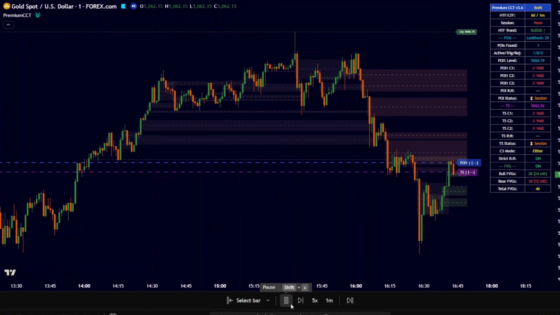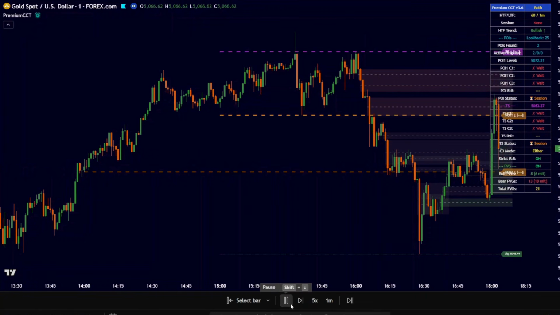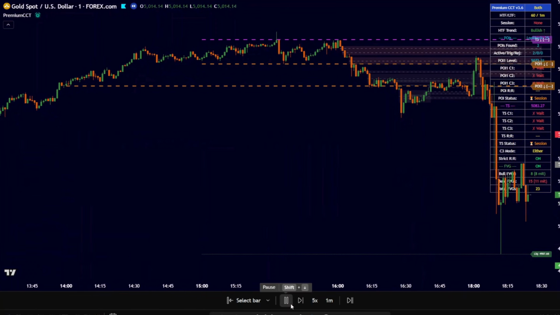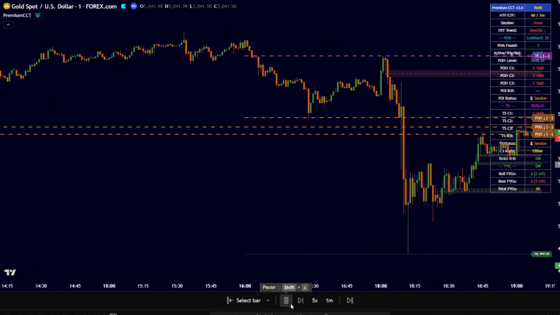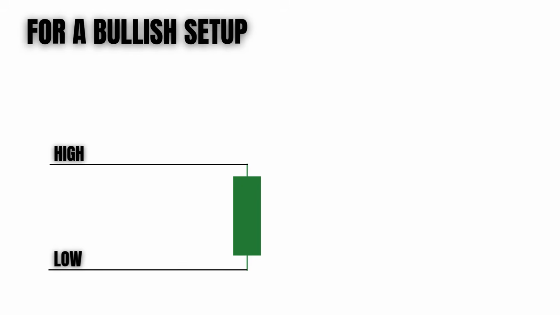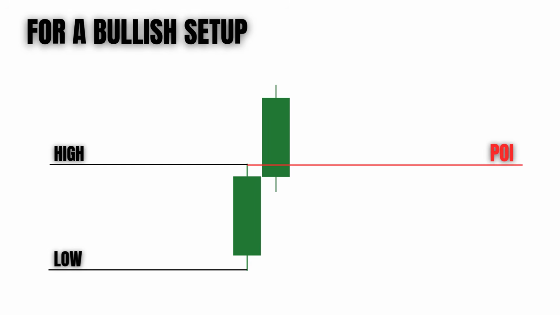So what exactly is a setup? A setup forms when the higher time frame breaks structure. Let me explain what this means for both bullish and bearish scenarios. For a bullish setup, the higher time frame candle must close above the previous higher time frame candle's high. When this happens, the POI level becomes the high that was broken, which is from 2 candles back. The TS level becomes the low of the setup candle itself.